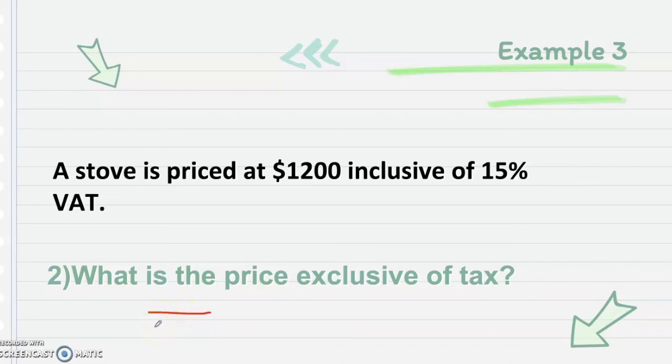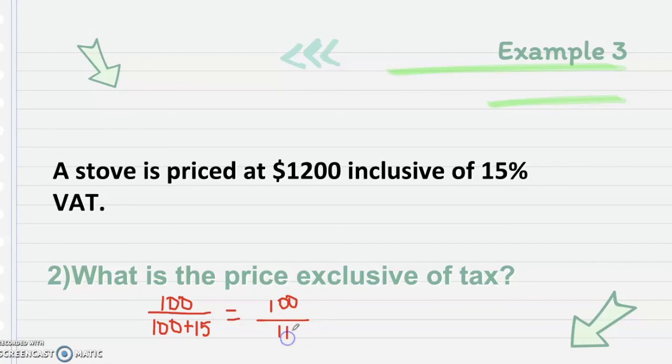And let's also think about how we're going backwards. We want the price before tax. So our answer should be less than $1,200. And therefore we need a fraction that is less than 1. Our multiplier is going to be 100 over 100 plus the tax amount. So 100 plus the 15. Okay, so we're going to multiply by 100 over 115.